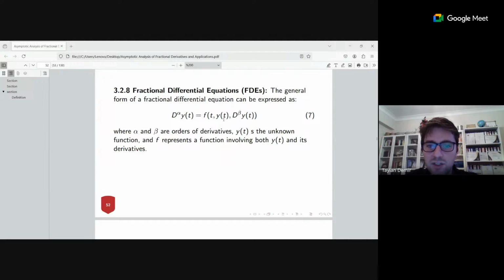And fractional differential equations are another form, the seventh part. And this is the general formulation. Alpha and beta are other types of the order of the fractional derivative. And y is the unknown function. And F represents a function involving both y of t and its derivatives.